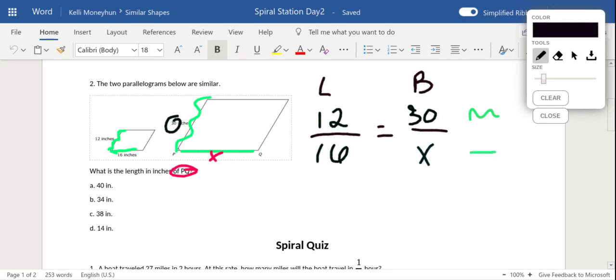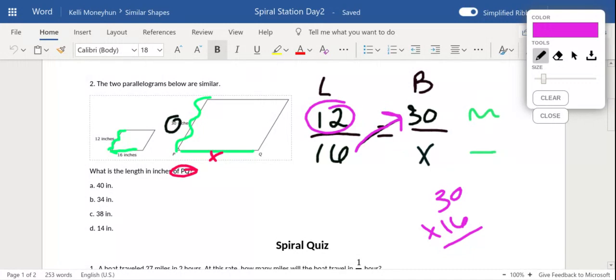Okay, now you solve this like everything else. Multiply across. And then divide by the number left over. So it's 30 times 16. And then that answer is divided by 12. Okay. Pause and solve it.